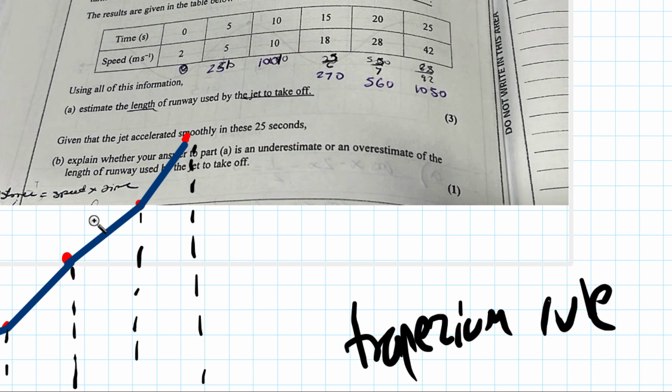Then part B says explain whether your answer to part A is an underestimate or overestimate of the runway length used to take the jet off. It says that the jet accelerates smoothly. If it accelerates smoothly, the change will look more like a curve than a straight line. So here we find that our distance estimate is going to be an overestimate, because we have this bit here which is not taken into account, which is when we have a smooth acceleration.